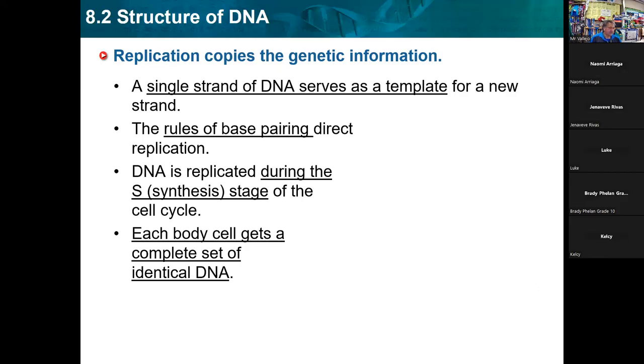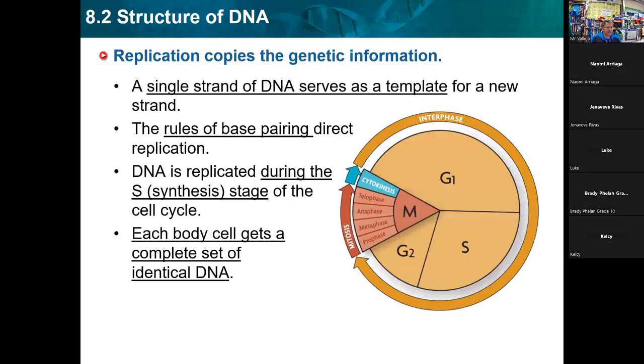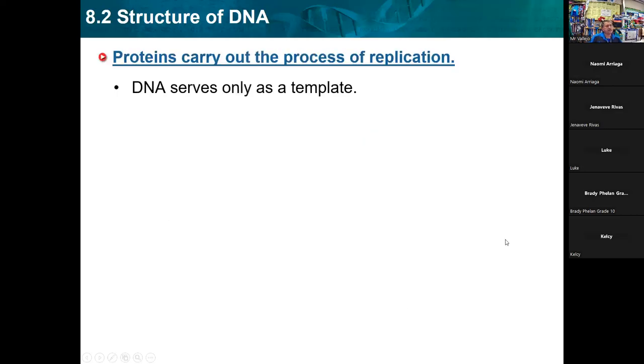That's when the DNA is replicated before the chromosomes are separated out in the process of mitosis. So each body cell gets a complete set of identical DNA, and it's identical because you took the DNA and they came apart, and then you just copied the exposed sides. And here's a graphic that shows you the DNA is copied in this stage right here called the synthesis stage.